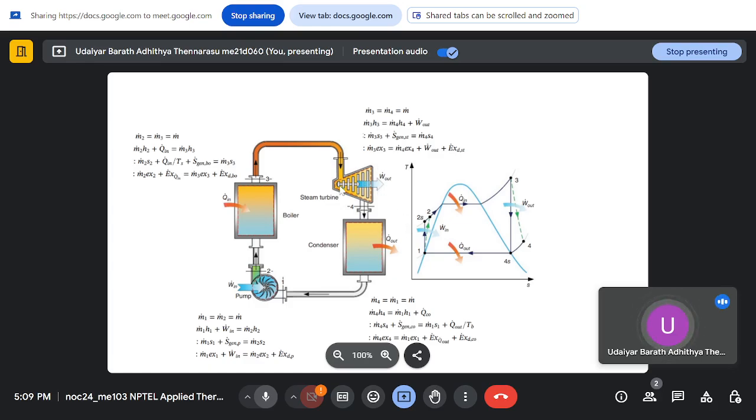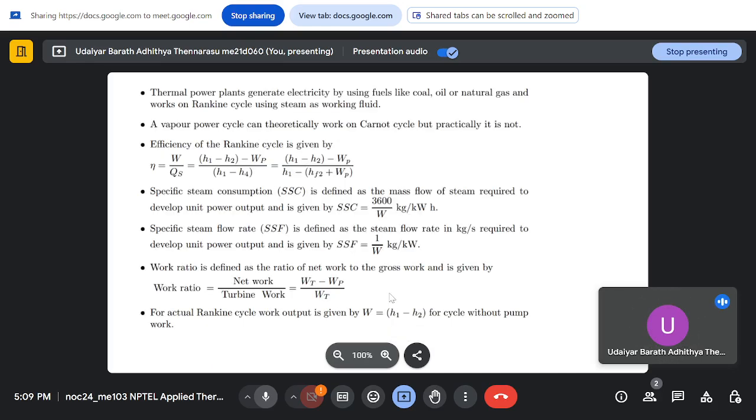So the efficiency is your net work divided by the heat which you have added, Q in. So that will give you the efficiency of the cycle. And you can get it from the enthalpies at each of the points. So that's how a Rankine cycle works.